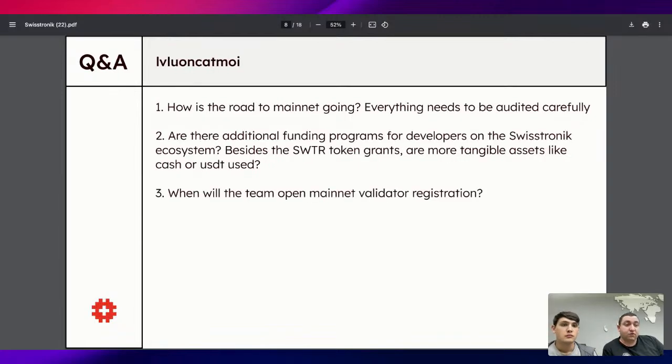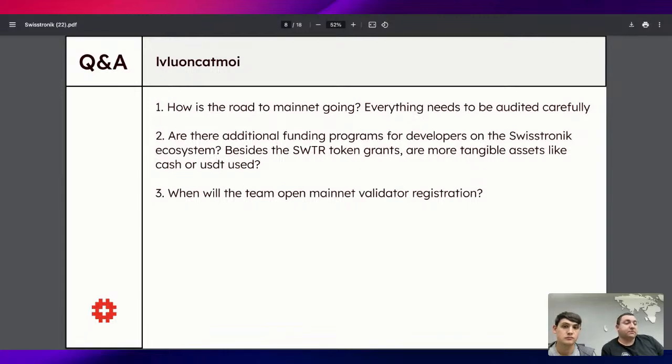Next, Lulon Katmo. Sorry for my pronunciation if it was wrong. How is the road to mainnet going? Everything needs to be audited carefully. As Dennis has already said, the audit is on the way. And at the moment when it is finalized, we will reveal the details of the company that did this audit and also, of course, their results. But we know that it's quite important, and also to list on the tier one exchanges, you need to be audited. That's quite important. So we're on the same page here.